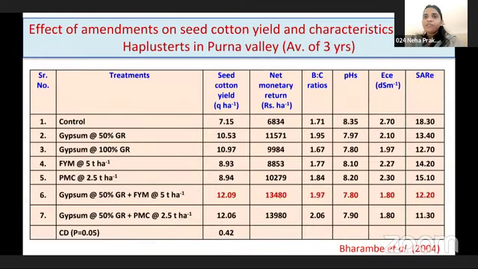Now, the effect of the amendment on seed cotton yield and the characteristics of the soil. This is a case study. You can find that the application of gypsum at the rate of 50% GR plus FYM at the rate of 5 tons per hectare, this combination of treatment led to a decrease in the pH and the EC of the soil. This is the most effective case study we found here.